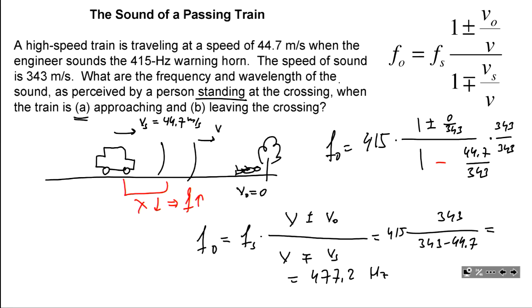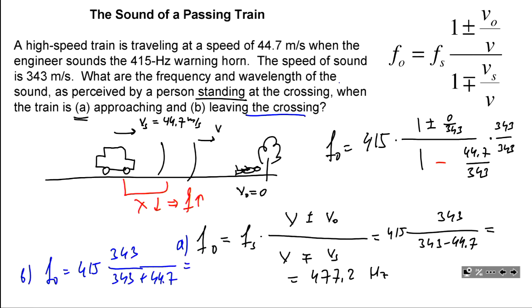What do we do to answer question B? We have to change a minus to a plus. That's it. So that's A, B: 415, 343, 343 plus 44.7. Whatever it is, that's the answer.